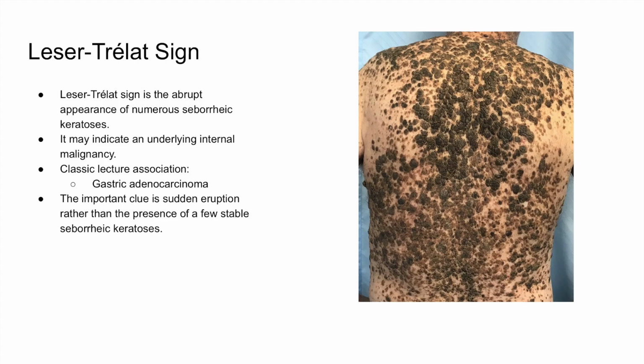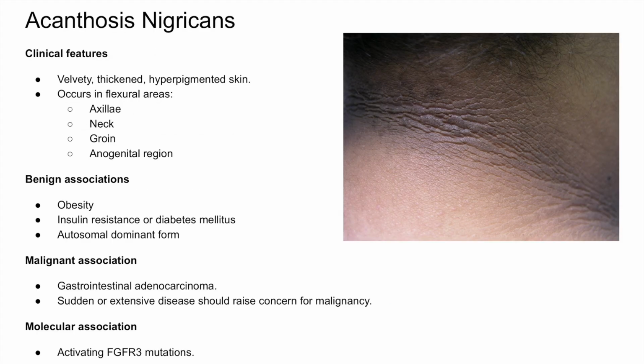So acanthosis nigricans presents as velvety, thickened, hyperpigmented skin in flexural areas such as the posterior neck, axilla, groin, and anogenital region. Most cases are associated with obesity and insulin resistance, including type 2 diabetes and polycystic ovary syndrome. High insulin concentrations stimulate insulin-like growth factor receptors on keratinocytes, promoting epidermal proliferation. Rare familial forms can result from activating FGFR3 mutations, but FGFR3 is not the typical mechanism of common obesity-related disease.